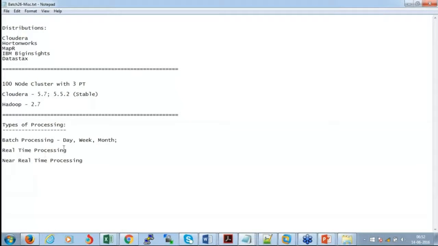So coming to near real-time processing, I'll tell you what. For example, you have to run some processing every half an hour or every 15 minutes, every 10 minutes. That means some data has been generated and you're processing that after 10 minutes or 15 minutes or 30 minutes. That means you're running them in micro batches. You're not taking the whole day, whole week, whole month. Rather, you're taking only 10 or 15 or 30 minutes, which comes under real-time processing, right?